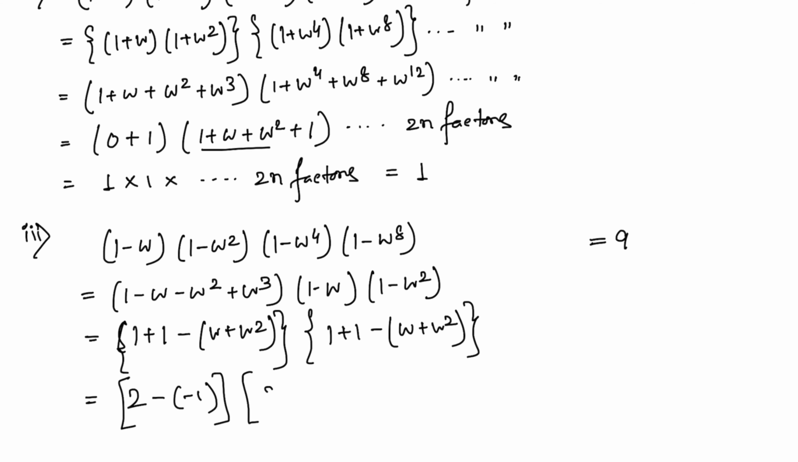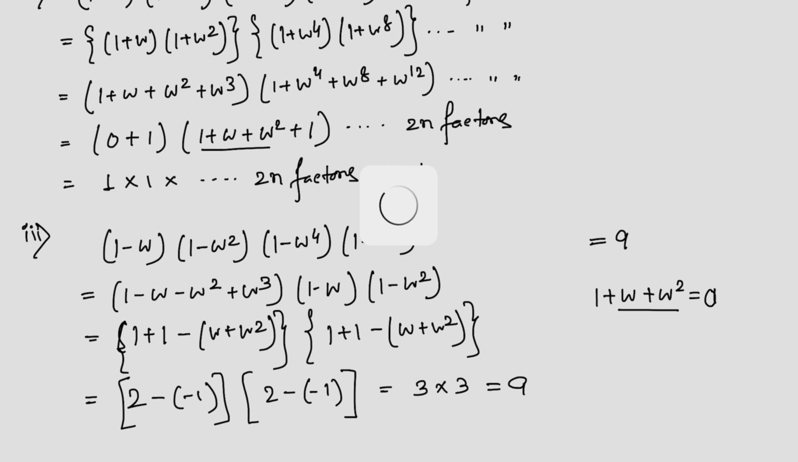Now the next one will be 2 minus, here minus 1. Why minus 1? Because you know that 1 plus omega plus omega square equals 0. So omega plus omega square equals minus 1 from that equation. So here it will be 3 into 3, and that equals 9. It's proved. Okay, now the next sum.